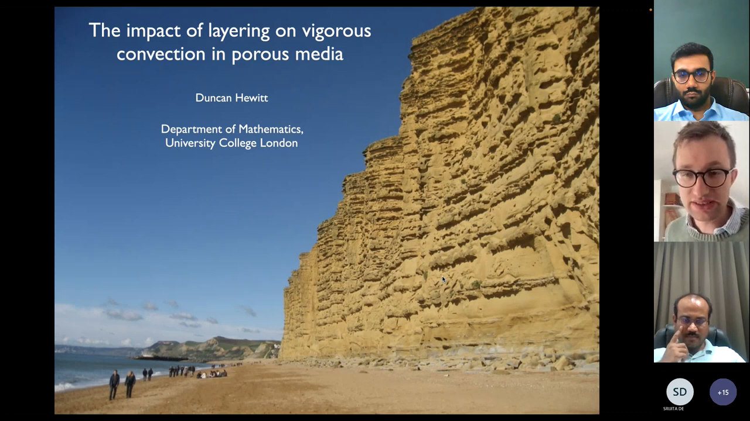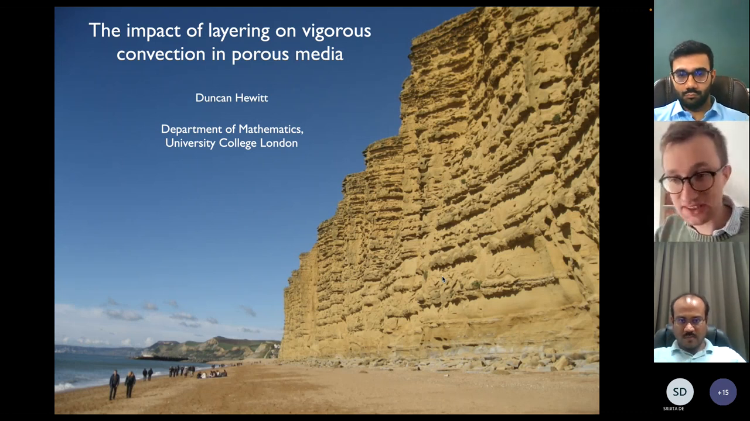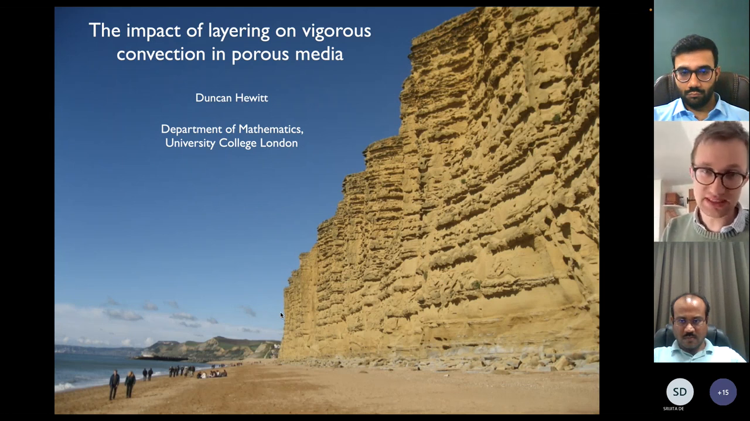And if you travel about 10 miles east of where this picture is taken, this whole rock formation is then about a kilometer underground. And in fact, it is an aquifer with oil in. So this is a relevant example.